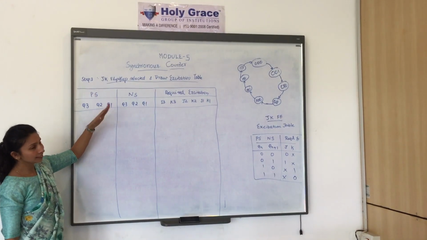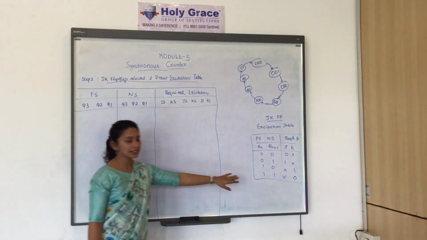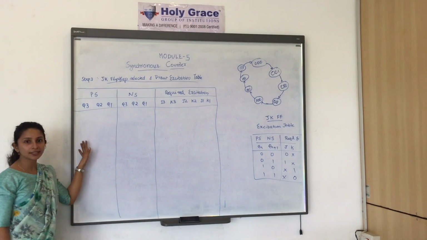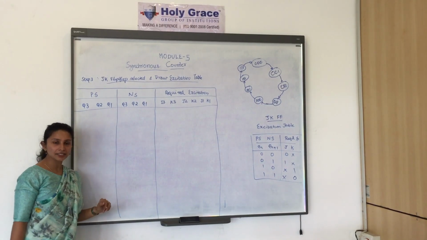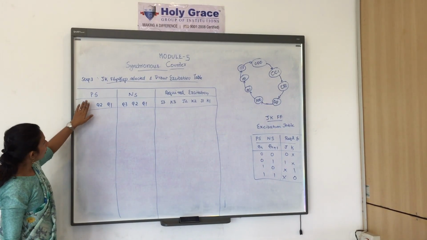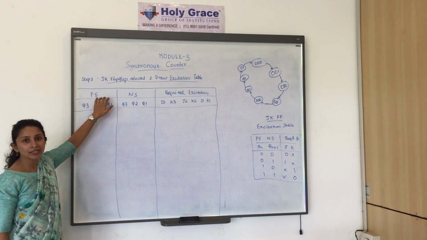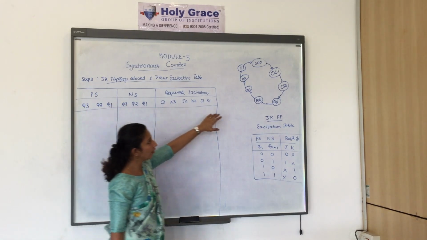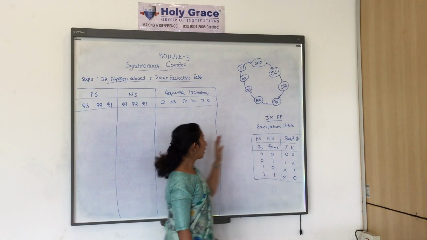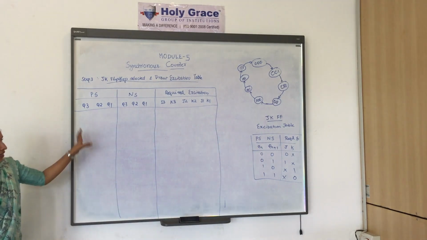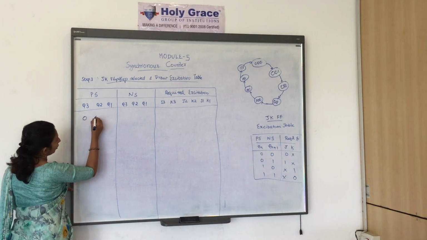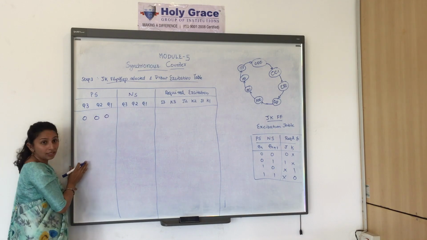Now, as I said, step 3, we have drawn the excitation table. Now we are going to fill this table based on the excitation table. Here the first column is the present state. Since we have a total of 8 states, I am going to write down all the states here. For a 3-bit binary, we will have a total of 8 states.